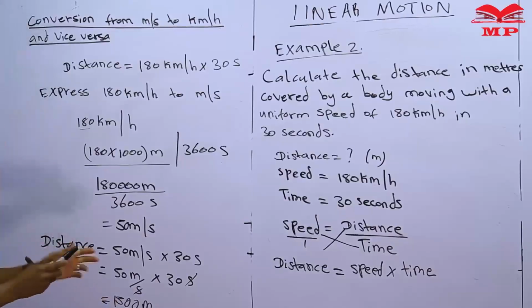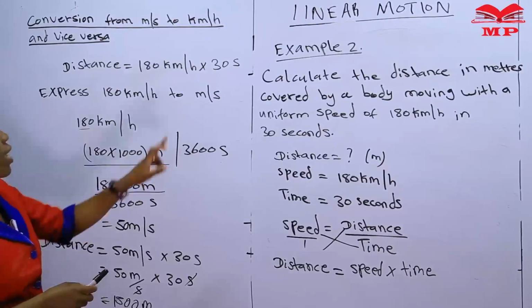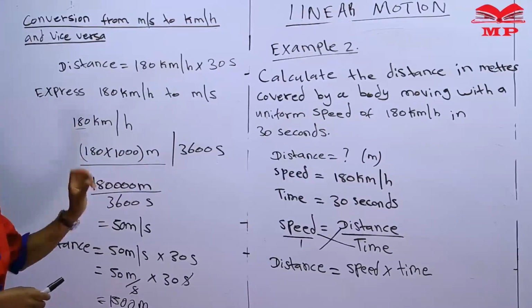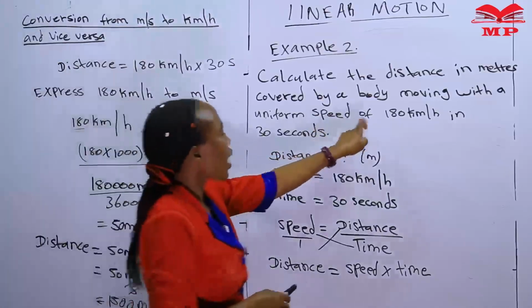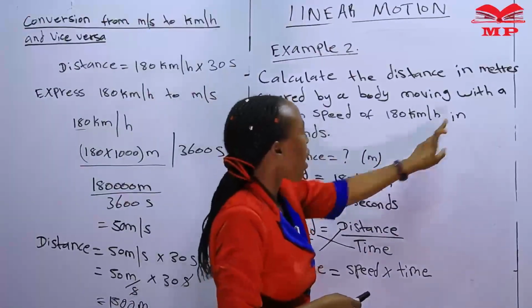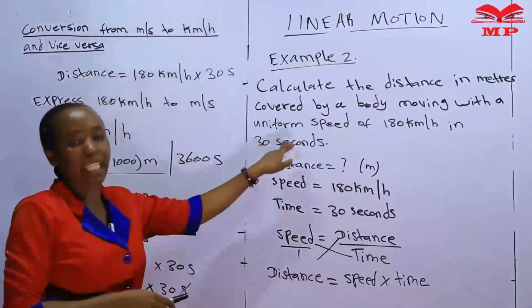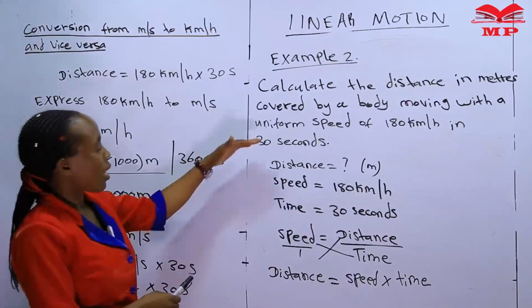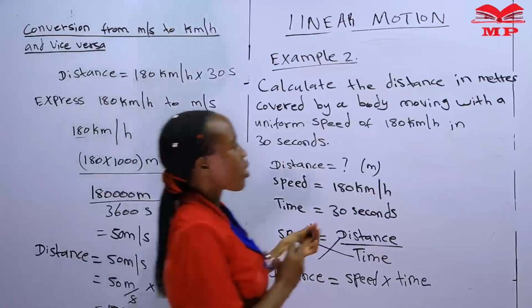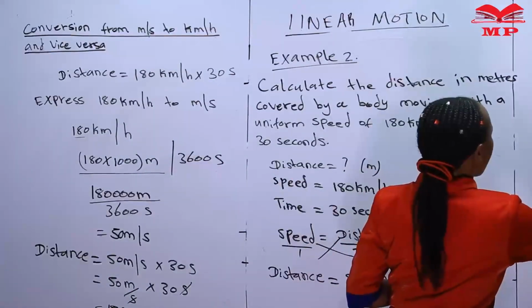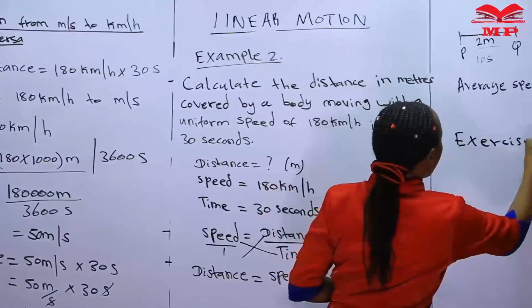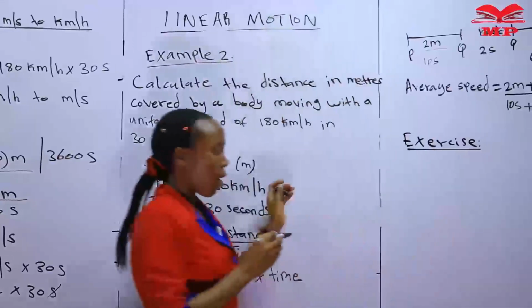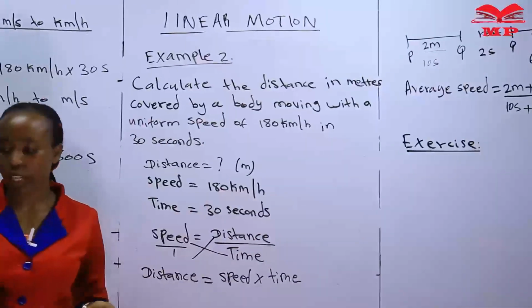Therefore, this will be the distance covered in meters by a body moving with a uniform speed of 180 kilometers per hour in 30 seconds. That will give us the distance. Now I'd like to give you an exercise that you should do to make sure that you have understood what we've covered today.